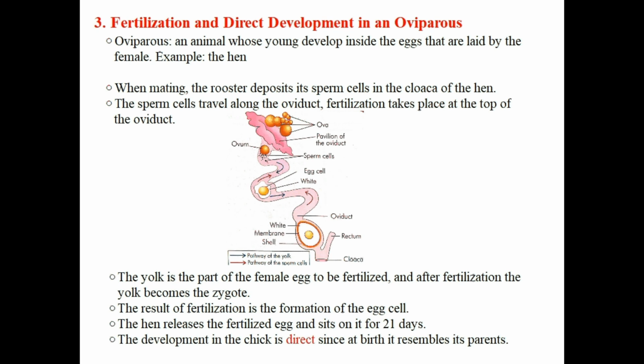The result of fertilization is the formation of the egg cell. The hen releases the fertilized egg and sits on it for 21 days. The development in the chick is direct since at birth it resembles its parents.